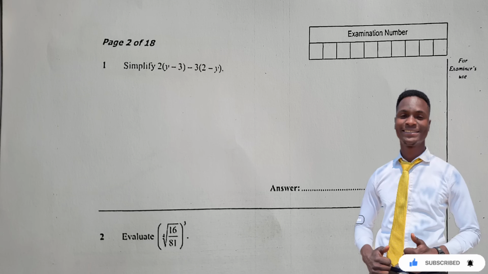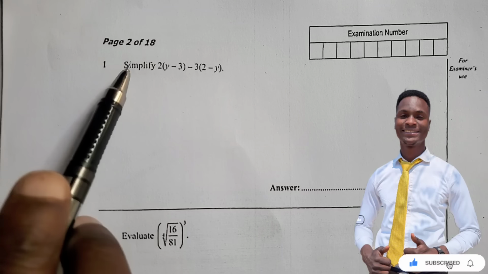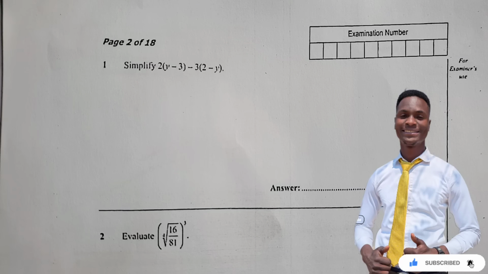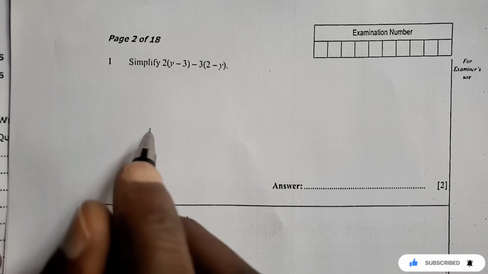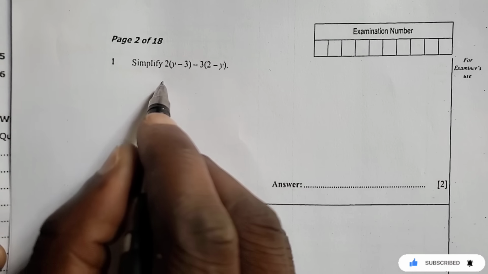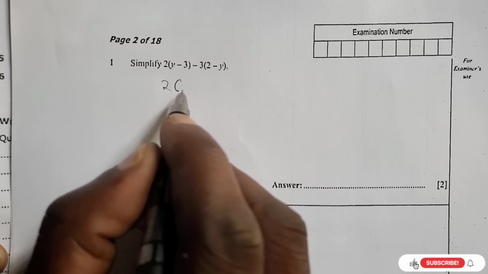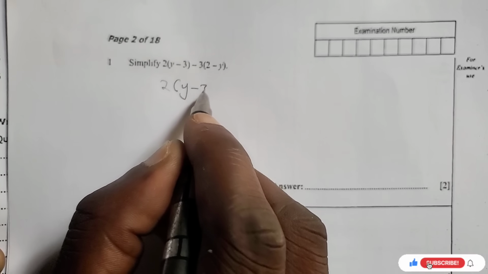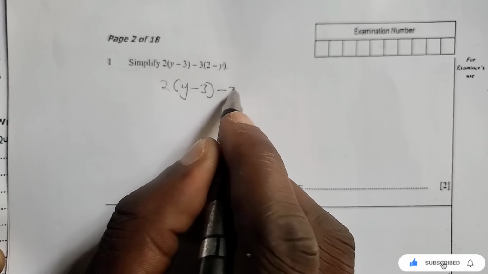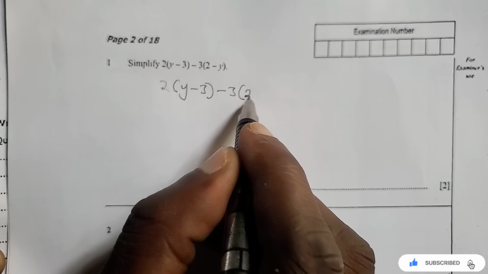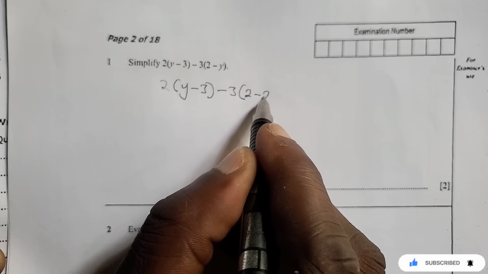2025 Mathematics Paper 1 GCE. Alright, let's get started without wasting much of the time. Let's start with the very first question, which says: simplify. We are asked to simplify 2(y - 3) - 3(2 - y).